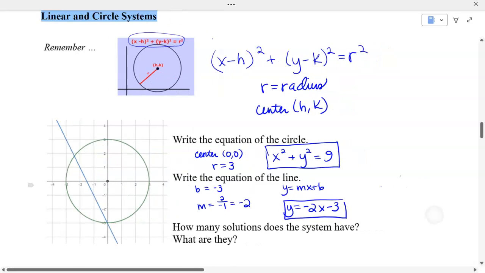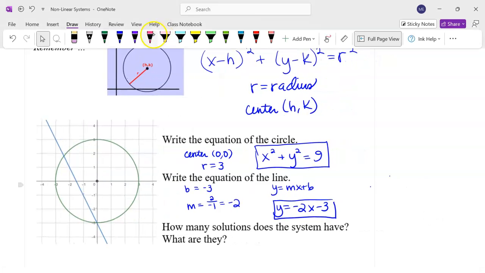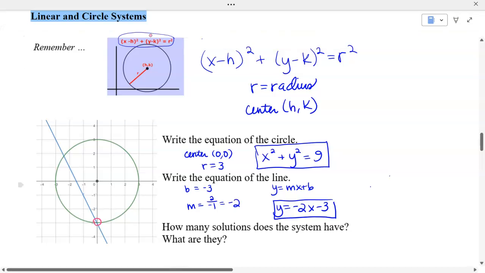Now, if we look at this particular graph, we see that there are two separate intersection points of the line and the circle. We see one of them here is pretty easy to pull off the graph. And so before I get there, these are just two solutions or two intersection points.